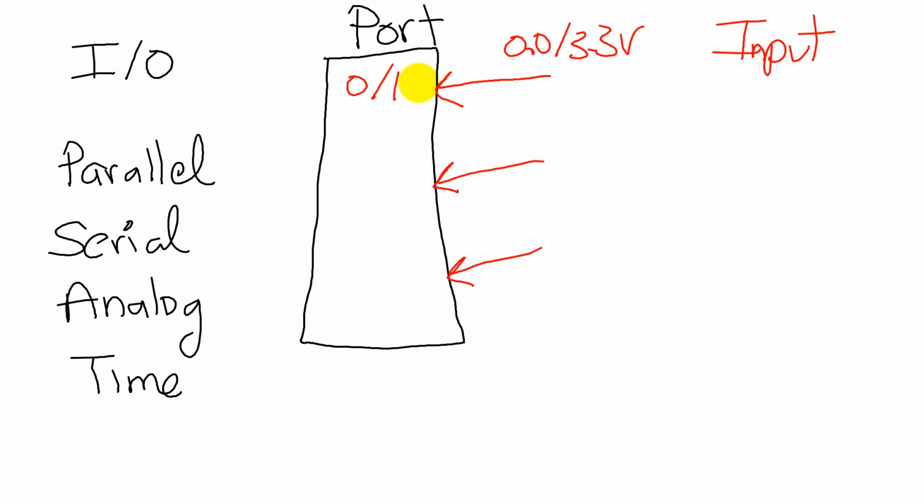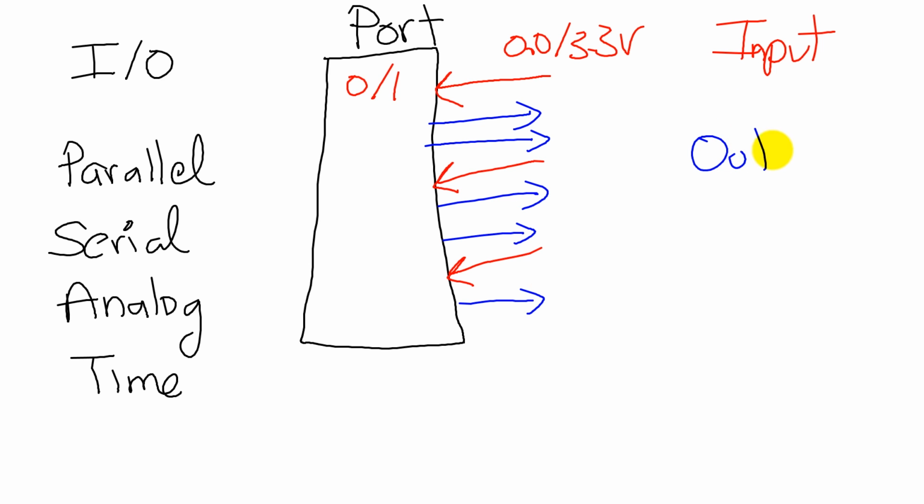That's the input. On that same port, we can have outputs. And as you can see, the individual pins of the port could be an input or an output. So when we output to a parallel port, when the software outputs, the 0 or 1 that we output to this port is then mapped to a 0 volts or a 3.3 volts.